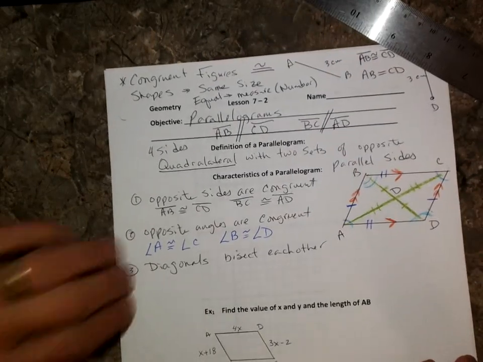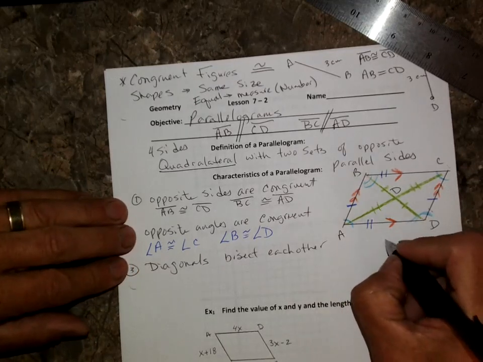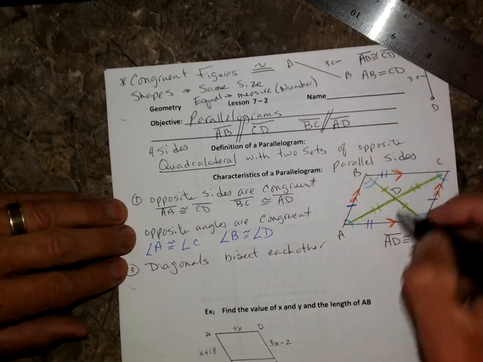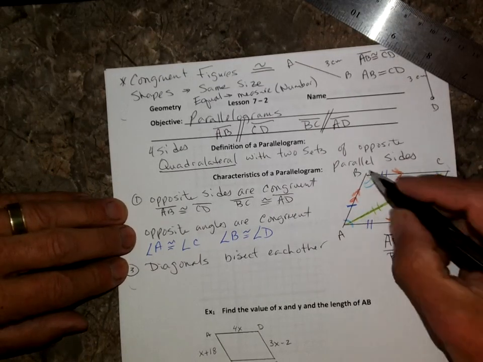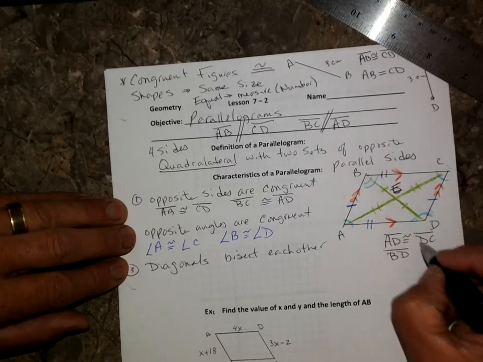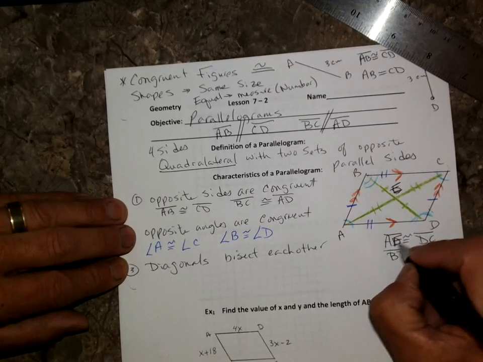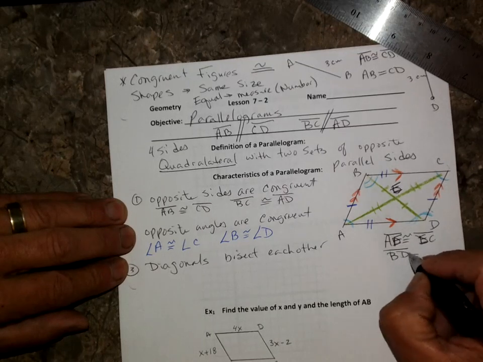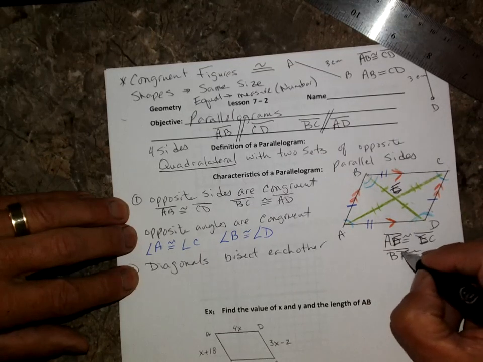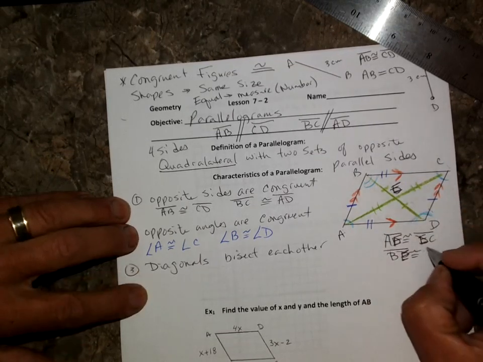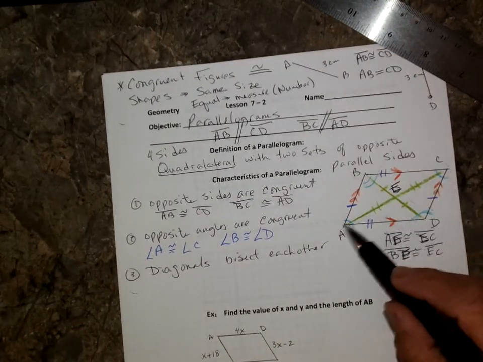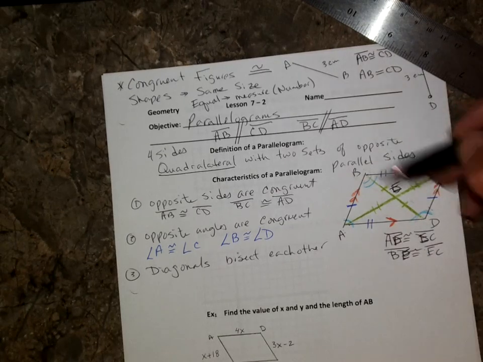So here's what I know. If they bisect each other, I can say that AE is congruent to EC, and I know that BE is congruent to ED. Oh, my bad, you guys, I had to put an E here. Early morning, huh? There we go, much better. Diagonals bisect each other. So for instance, if this is 10, that's 5 and 5. If this is 6, that's 3 and 3.